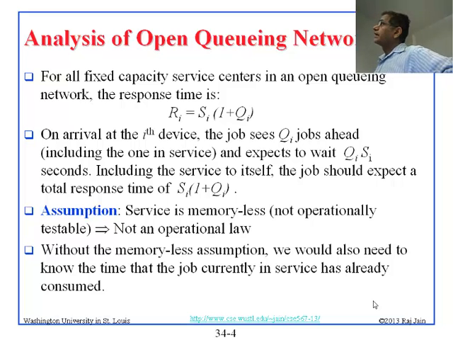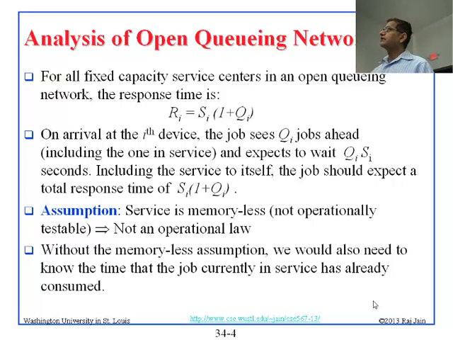On arrival, the ith job sees QI jobs ahead of it, and therefore it has to wait QI times SI, plus it has to get its own service. So the total response time for the job at the ith device is SI times 1 plus QI. There are many queues, and when the user comes in, the queue at device I is QI, and therefore its response time would be 1 plus QI times SI. So the service is memoryless.